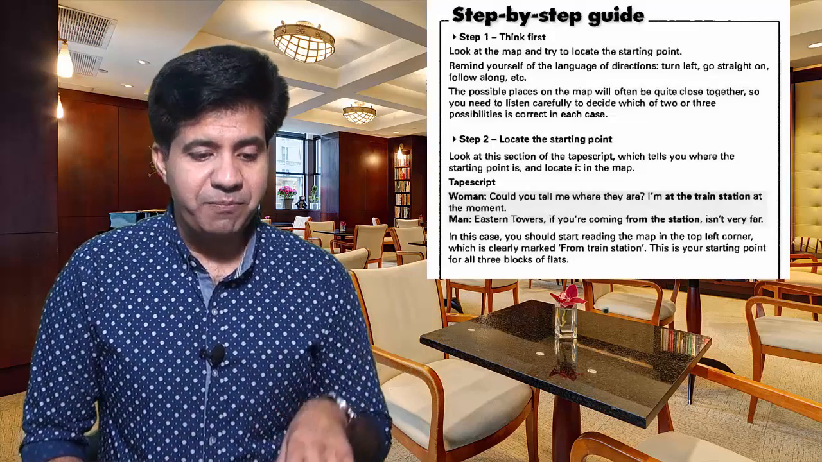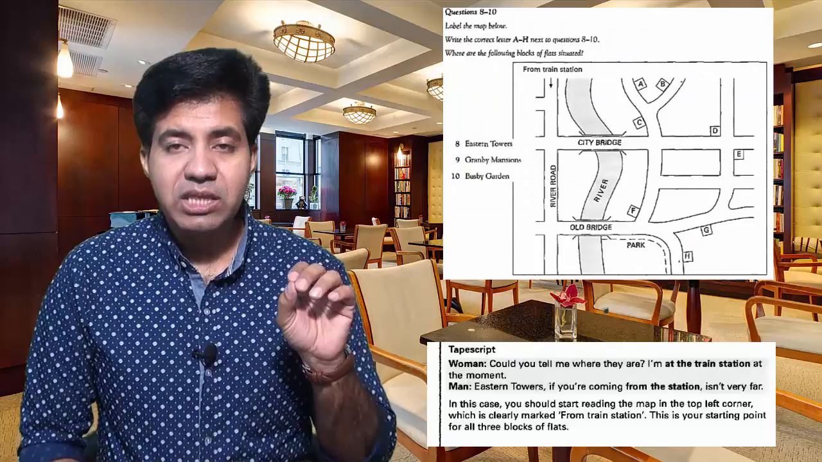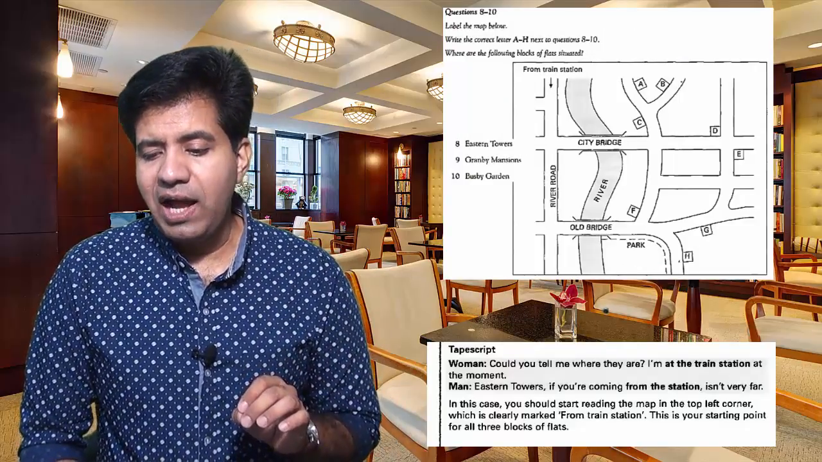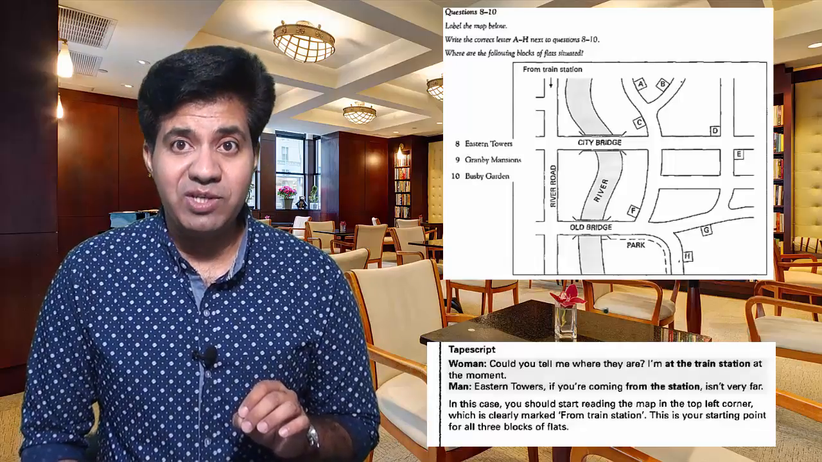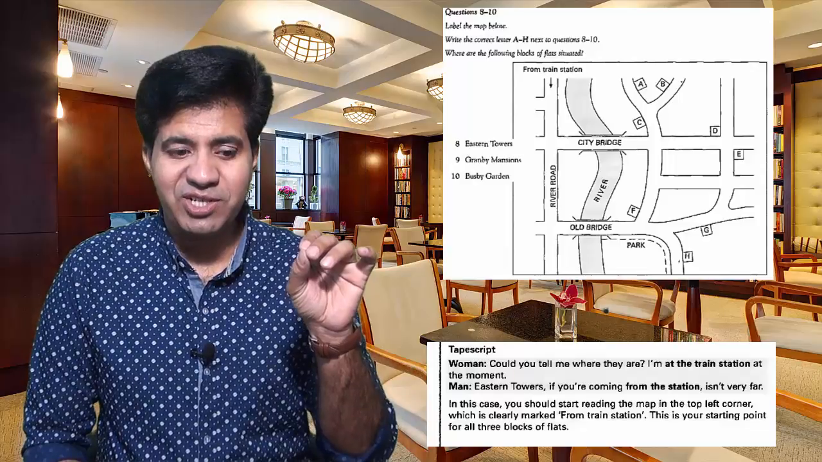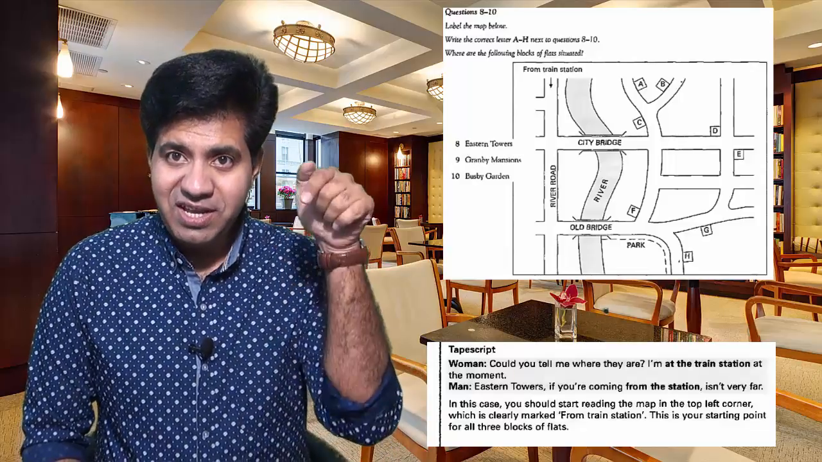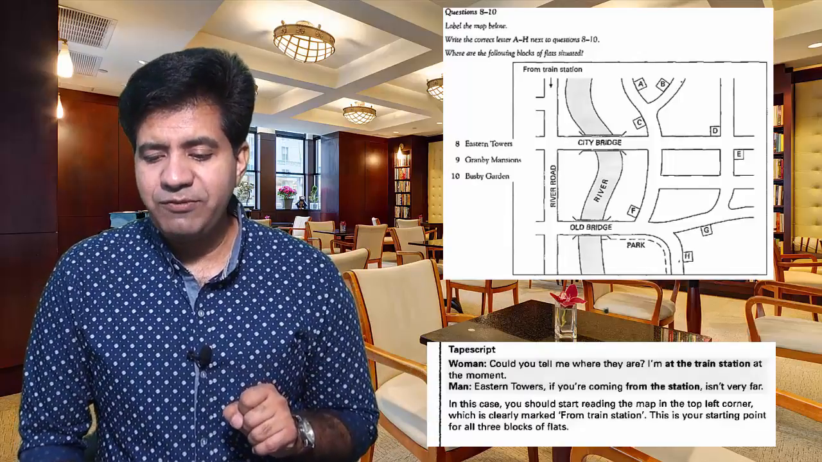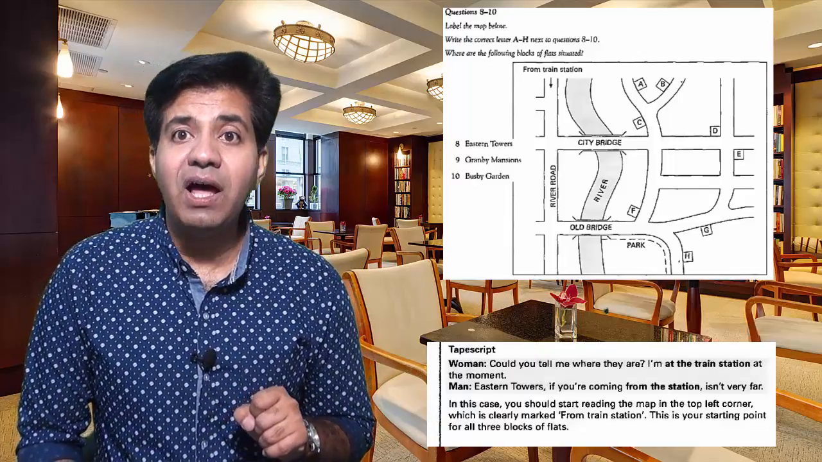Let's read the tape script. Look at the map. The woman says, could you tell me where they are? I am at the train station at the moment. Can you see the train station? Yes, from the train station there is an arrow coming downwards. Man: Eastern Towers, if you're coming from the station, isn't far.